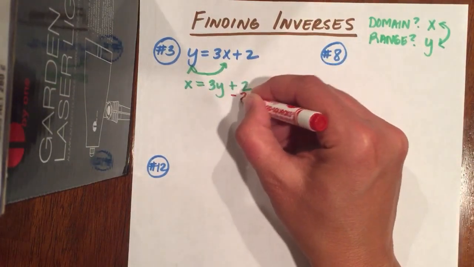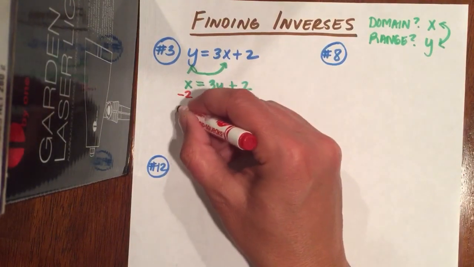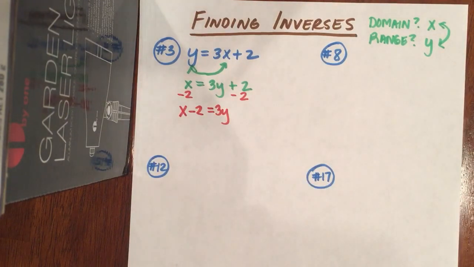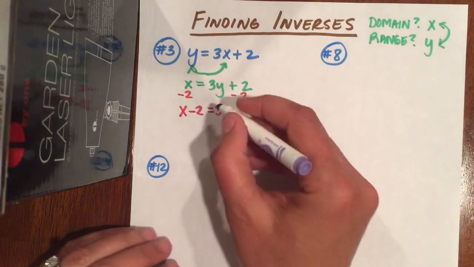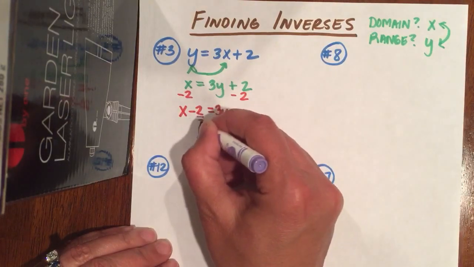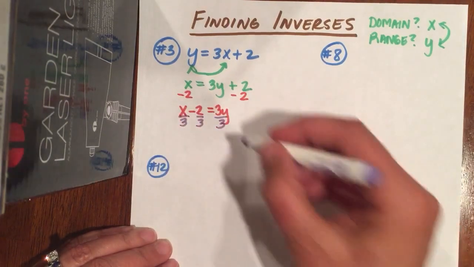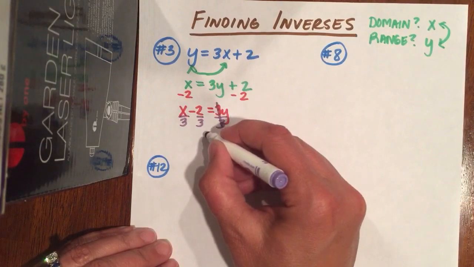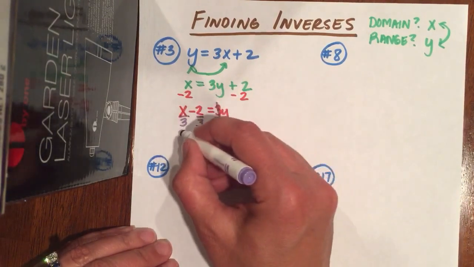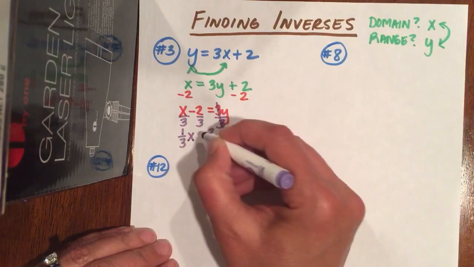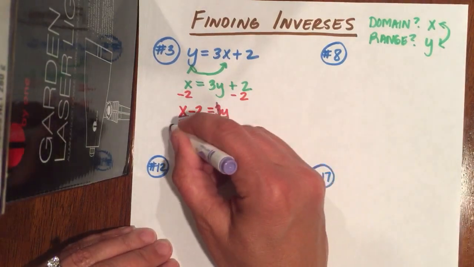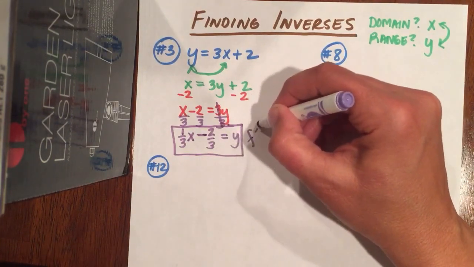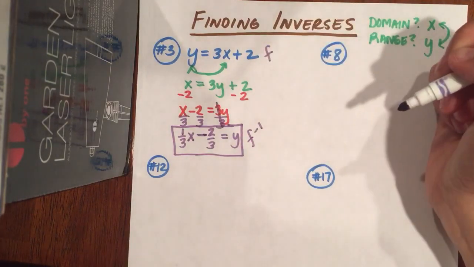So the first thing I'm going to do is subtract 2 over, and that gives me x minus 2 on this side and 3y on this side. And then my last step would be to divide everything by 3. So that gives me y equals negative 2/3. I cannot reduce that. And then I've got 1/3 x. And this is my inverse. This function right here is the f negative 1 of this function up here, which is f.